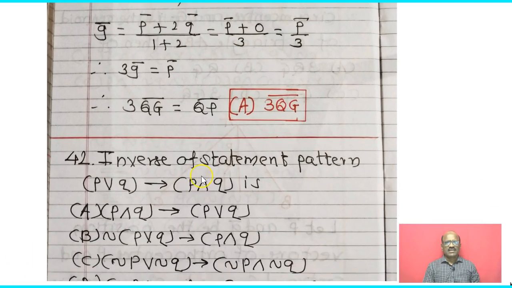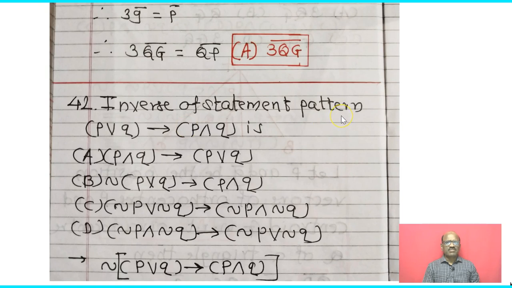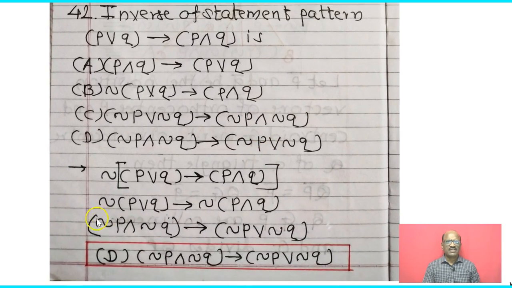Now next, the inverse of the statement pattern P or Q implies P and Q is the negation of this statement. It can be written as the negation of P or Q implies the negation of P and Q. After the negation, you will get negation of P and negation of Q implies negation of P or negation of Q, and hence option D is the correct one.